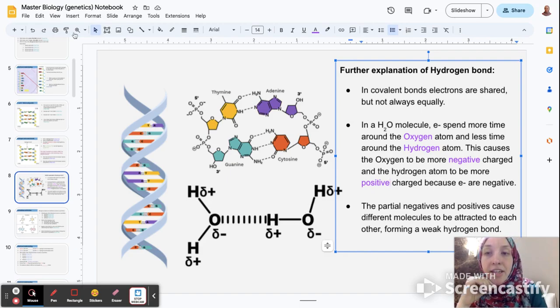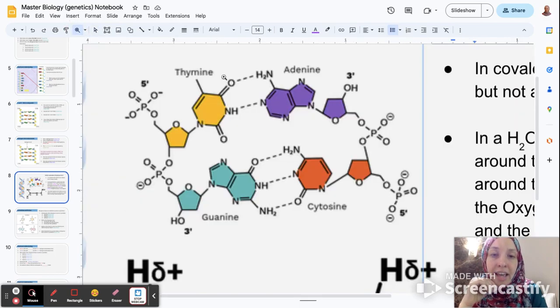So in this case here, in our DNA, our oxygen is slightly negative, and it's attracted to our partially positive hydrogen. And here we have the opposite. Our negative nitrogen is being attracted to our partially positive hydrogen.